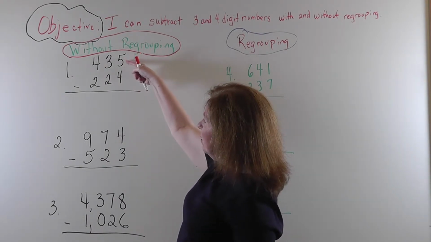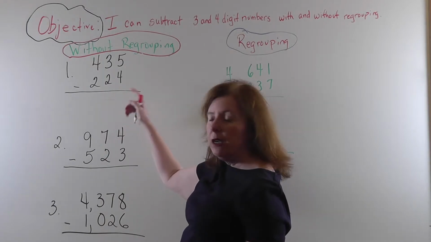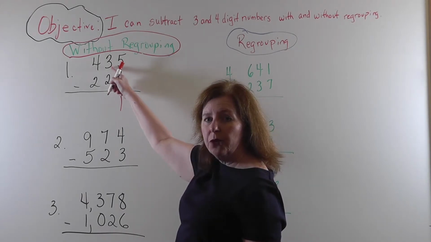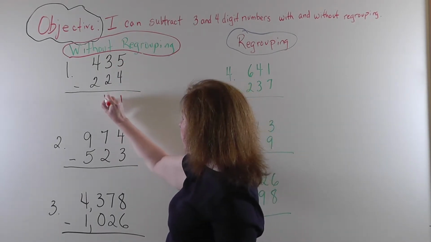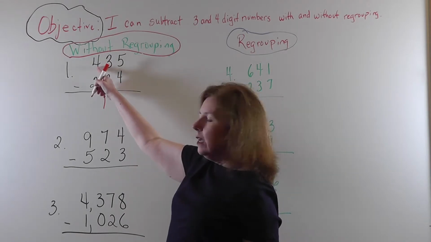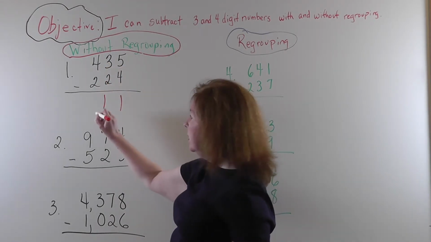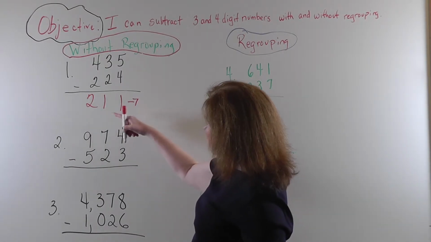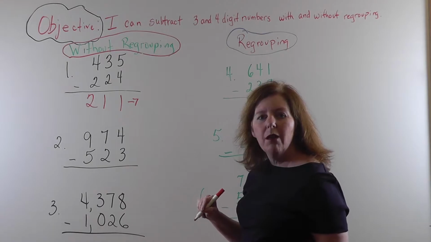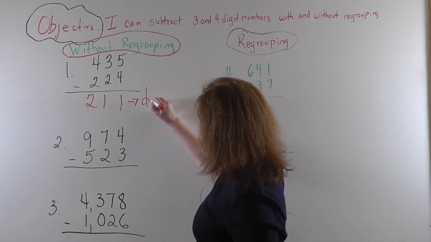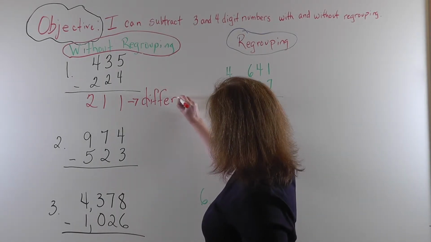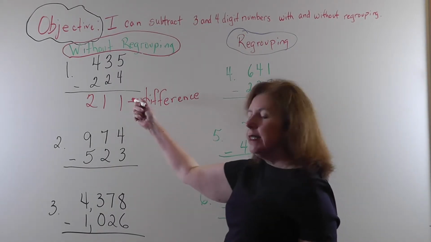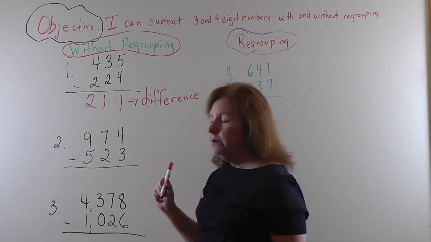So I'm going to start here. I'm going to go 5 minus 4 equals 1. Then I go to my tens place. 3 minus 2 equals 1. And then I go to my hundreds place. 4 minus 2 is 2. Okay? And we call the answer to a subtraction problem the difference. Okay? So the difference is 211.